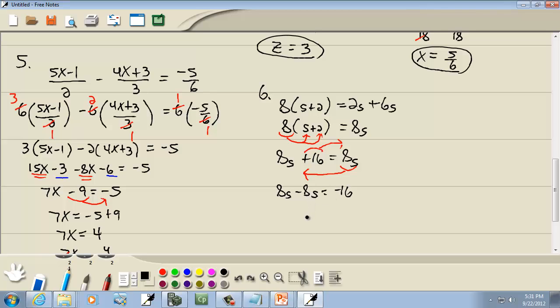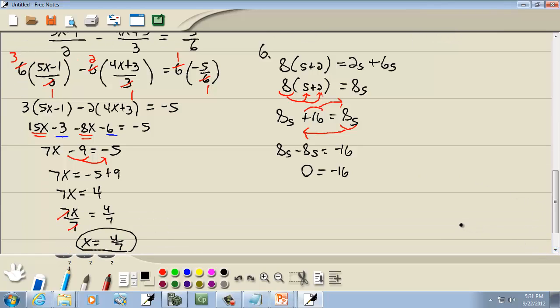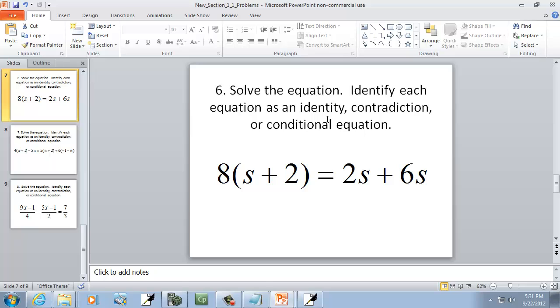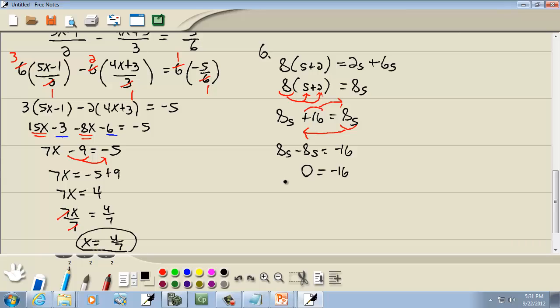Now 8s minus 8s gives us 0. We're combining together like terms in any step. And negative 16 over there. Well, we are solving for s, and all of a sudden our s disappeared completely, and we're left with 0 is equal to negative 16. This is something that can never be. It says identify each equation as an identity, contradiction, or conditional equation. When you get something that cannot be, that's a no solution. Personally, this is the way I like to write it, but this book will call it a contradiction. That's the type of equation it is.